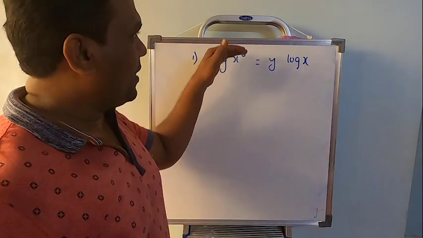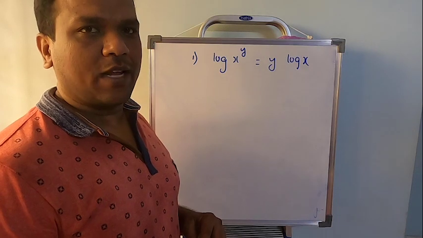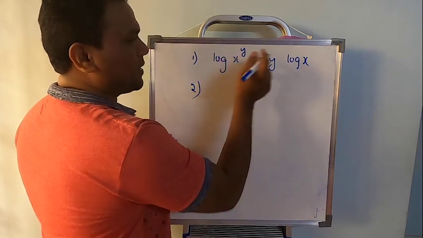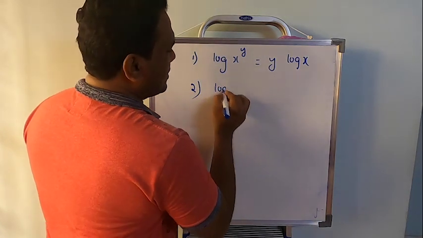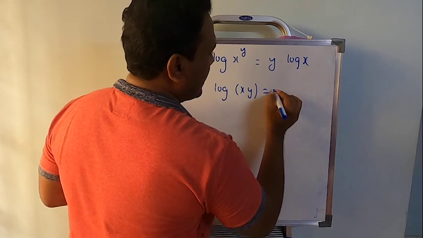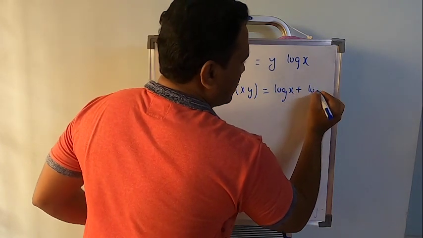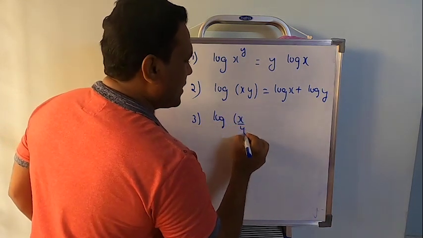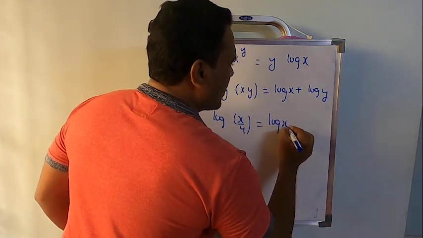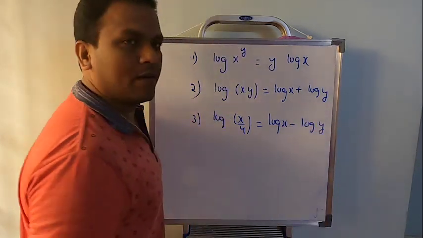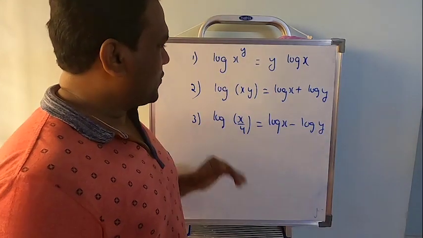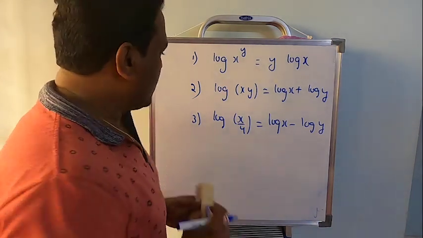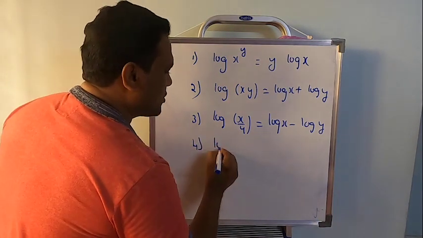I want you to make a list of these formulas that I am going to write now in your classwork before starting the next topic. Got it? So that's one thing, log of x power y. The next thing is log of xy can be written as log x plus log y. And one more is log of x by y can be written as log x minus log y. These are the three formulas which I am going to use repeatedly in the next set of problems.